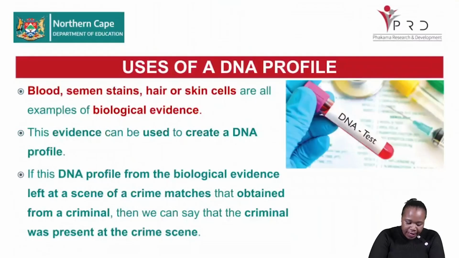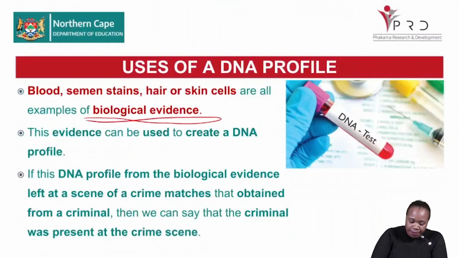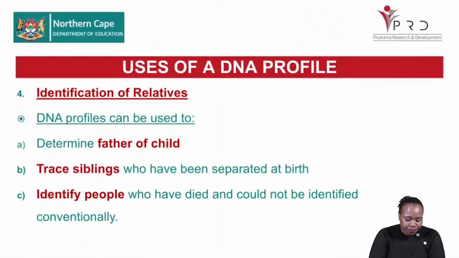So we can use things such as your blood, your semen, your hair, your saliva, skin cells. These can all be used as sources of your DNA, right? So that is where you can supply your biological evidence from. This will then be used to create the DNA profile. The DNA will be extracted and used to create that profile, and that profile is what we are going to see in the form of those black bands, which we are going to compare.